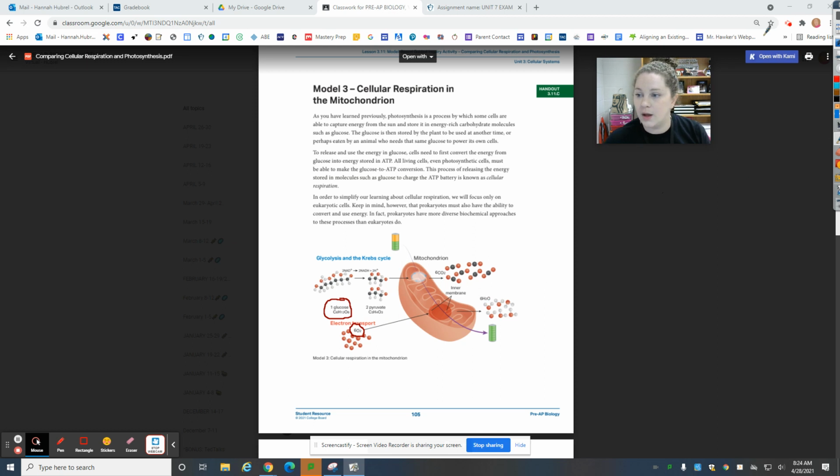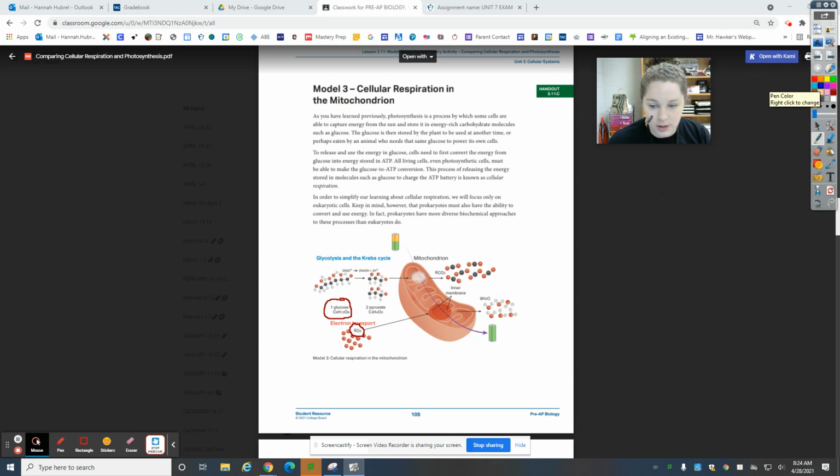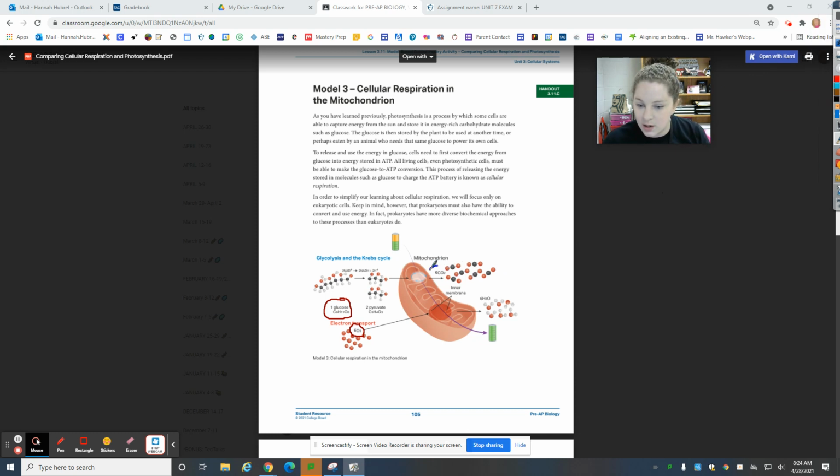Okay? And then the next question says, what are the molecular products? So the things that it shoots out at the end is carbon dioxide and water. So you may be thinking, oh, these molecules sound familiar. That's because these are the same products and reactants as photosynthesis in the reverse order.